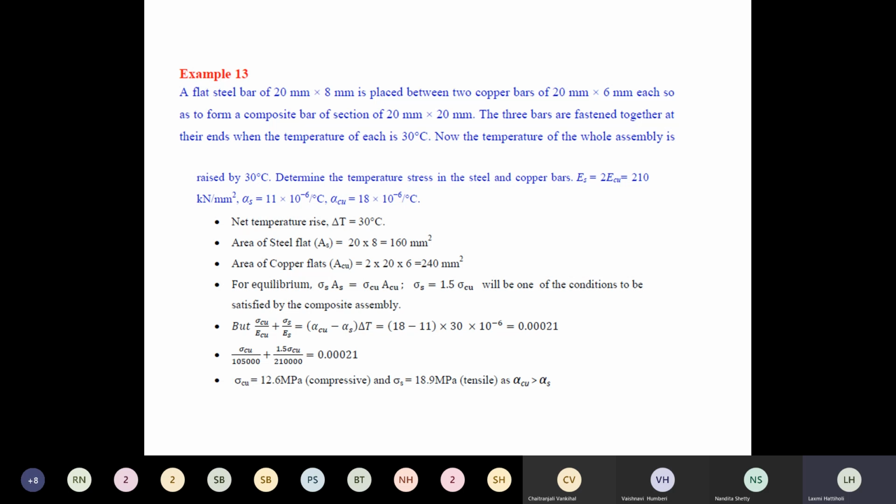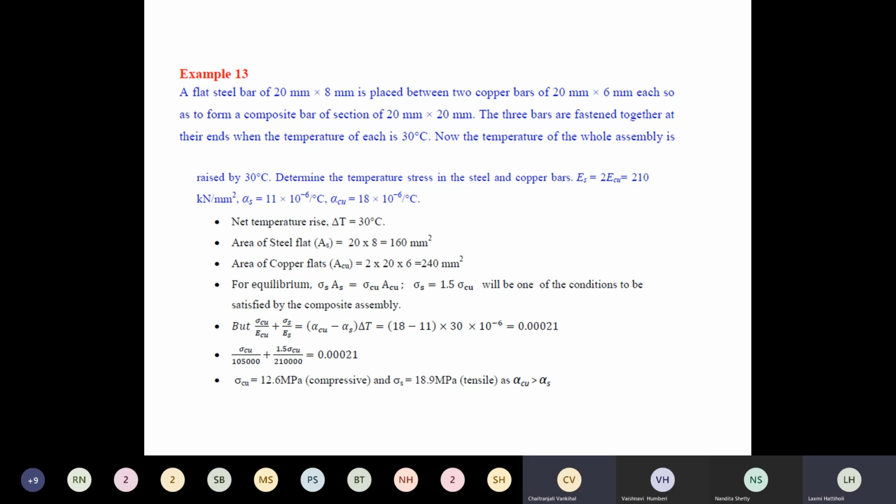Observe carefully, there is a sentence given: the entire composite bar section is 20 mm by 20 mm. Can anyone tell me how it is 20 mm by 20 mm? Steel is 20 mm by 8 mm, and there are two copper bars of 20 mm by 6 mm. So how is the total cross sectional area 20 mm by 20 mm? Can anyone answer this? Yes, can I get the answer from somebody? Amog? Manikya?